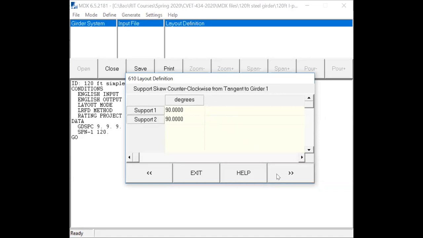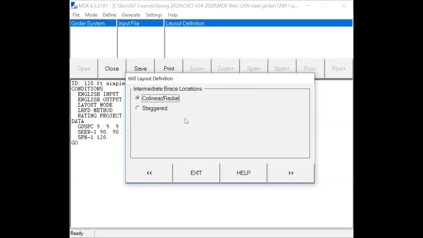And skew angle, there's no skew angle for this bridge, and the bridge is orthogonal. So we have 90 degrees. The 90 degrees means the support abutment is 90 degrees to the traffic direction. And for the intermediate braces locations, we will choose this collinear and radial option. The collinear radial option, and go to next.